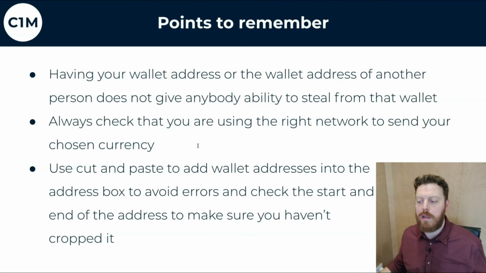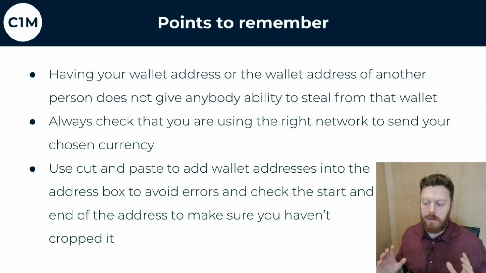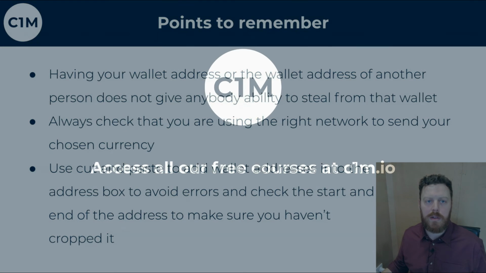Always make sure you're using the network that is correct for sending your chosen currency, and that's about the recipient and not really about you. And finally, use the cut and paste feature to add wallet addresses into the address box of where you're sending, and make sure you avoid errors by doing that. And get into the habit of checking the start and the end of the addresses to make sure that they are not cropped. And once you're in that habit, you will have no problems. So that is how to send and receive cryptocurrency safely.